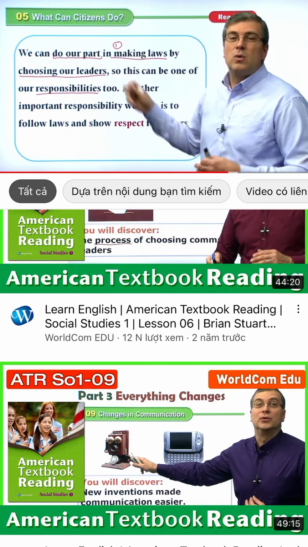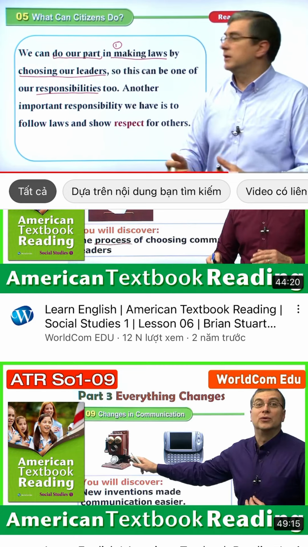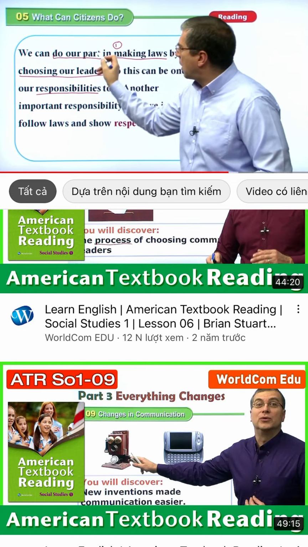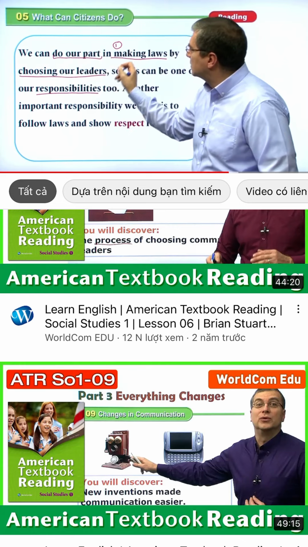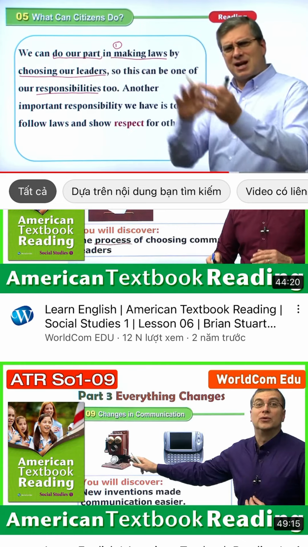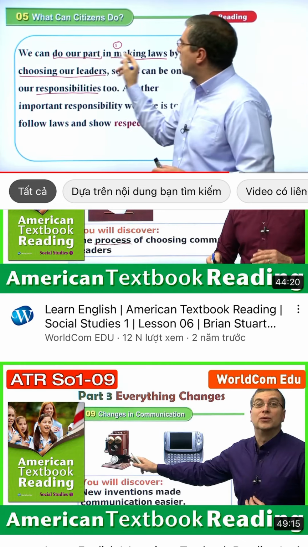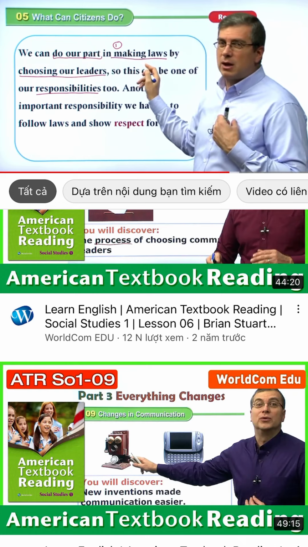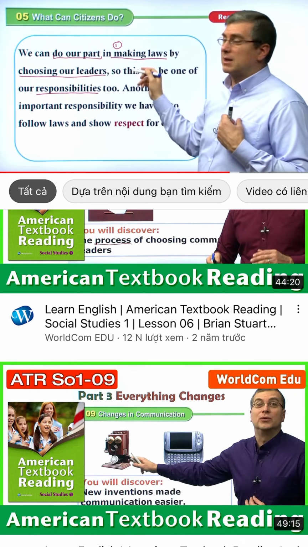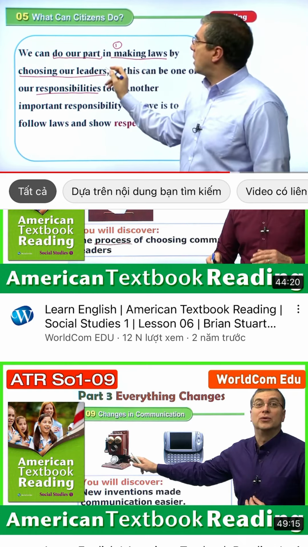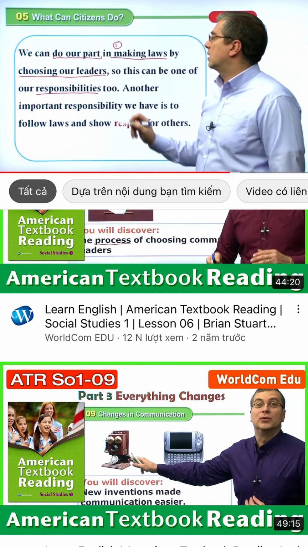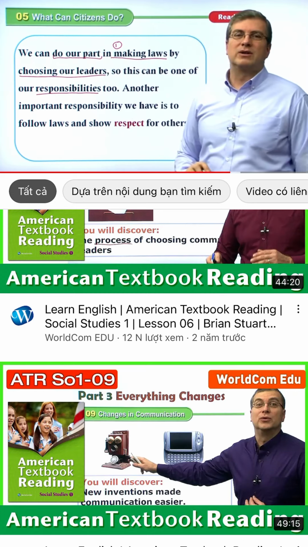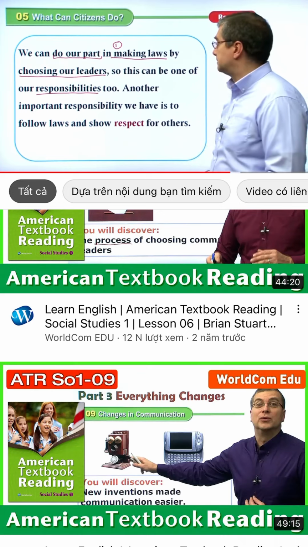And that's how we do our part in making laws. So it's kind of like we do our part by choosing our leaders in making laws. So it's kind of all connected here, right? We do our part in making laws. We don't make the laws, but we choose the leaders who make the laws. Okay? So we do our part in making laws by choosing our leaders. So that could be one of our responsibilities that we saw before.